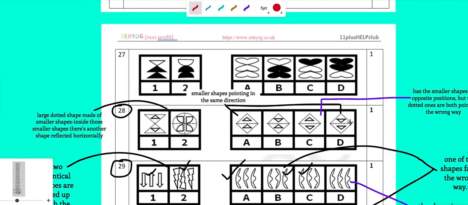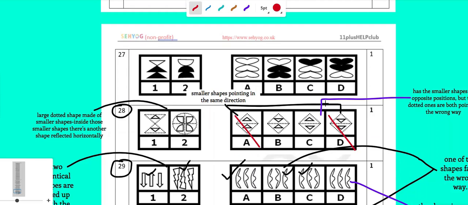Okay, so moving on with question number 28. Here, if we look at both figures, figure 1 and 2, the larger shapes have other smaller shapes in them facing the horizontal way and are reflected horizontally as well. If we take a look at the figures A and D, they both have the smaller figures pointing towards the same direction. Therefore, they are not the answer that we are looking for.